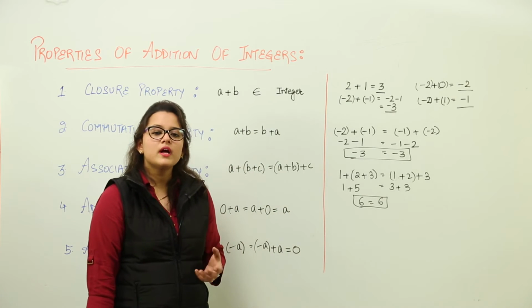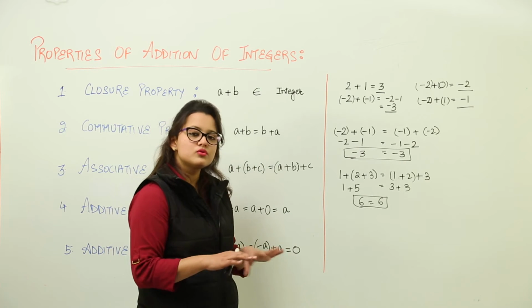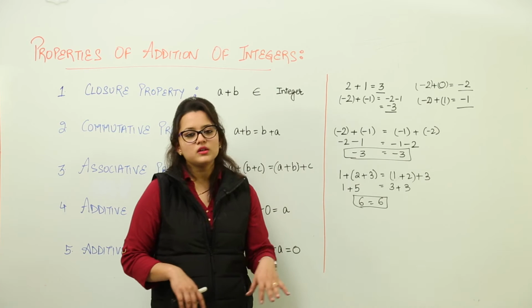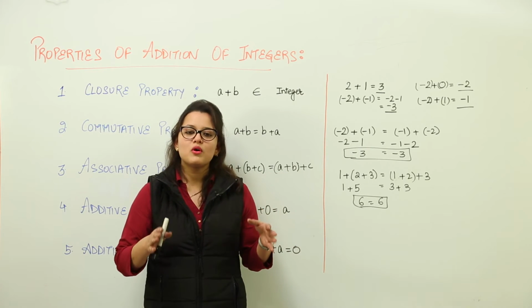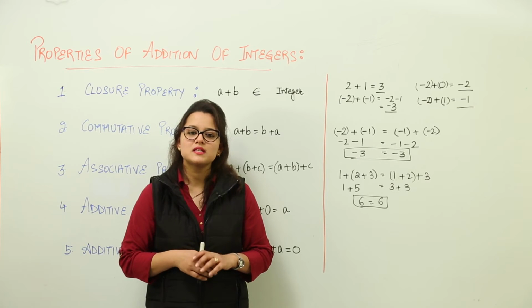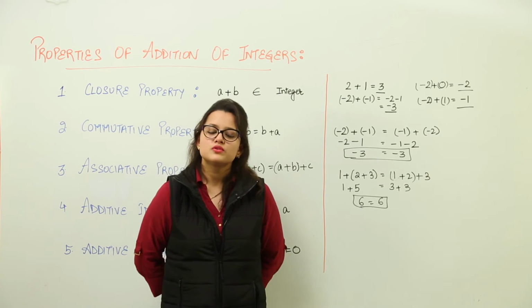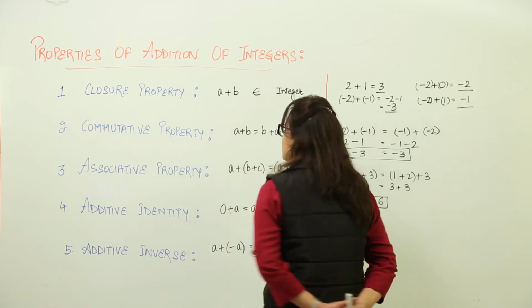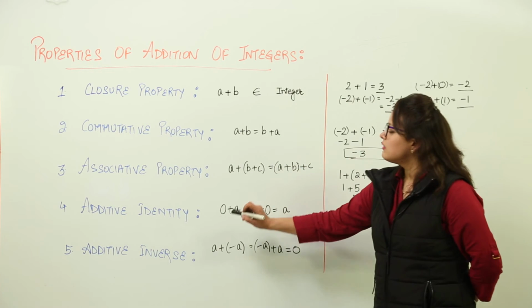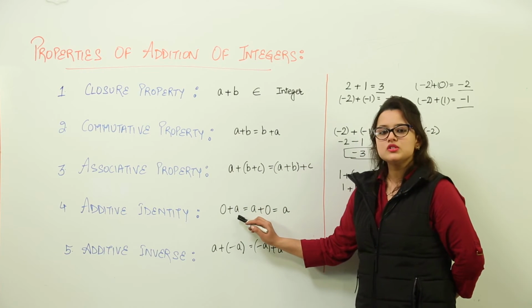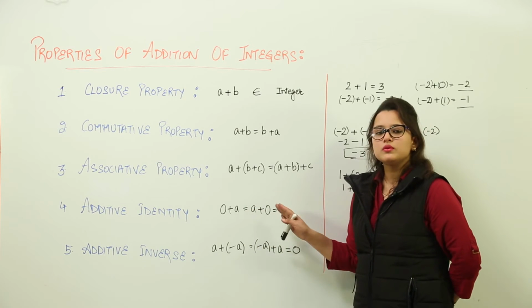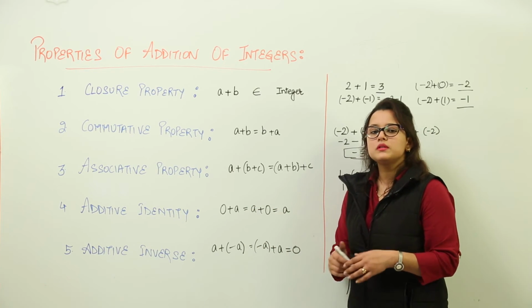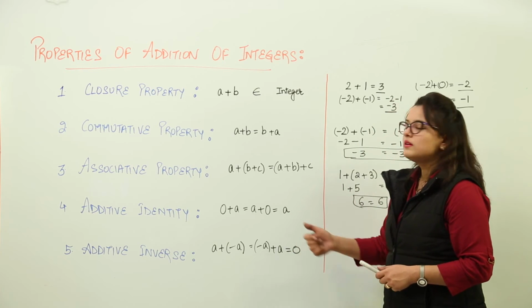But if you are having a box full of shoes and you want to add nothing to it, what would happen? When you add nothing to it, your box full of shoes will remain as it is, that is the box full of shoes only. So that is how it is the case for additive identity. That means whether you add 0 to any integer or you add any integer to 0, your answer is going to be the same, that is that particular integer.